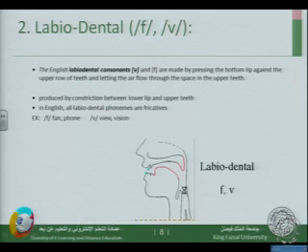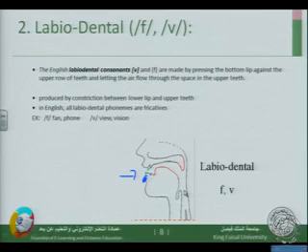Labio-dental. The English labio-dental consonants V and F are made by pressing the bottom lip against the upper row of teeth and letting the air flow through the space in the upper teeth. Notice in this drawing the lower lip, you put it right here on the upper teeth, like this. F, F, just do it by yourself. V, F, V, F, V. Notice the air that comes out between the teeth.